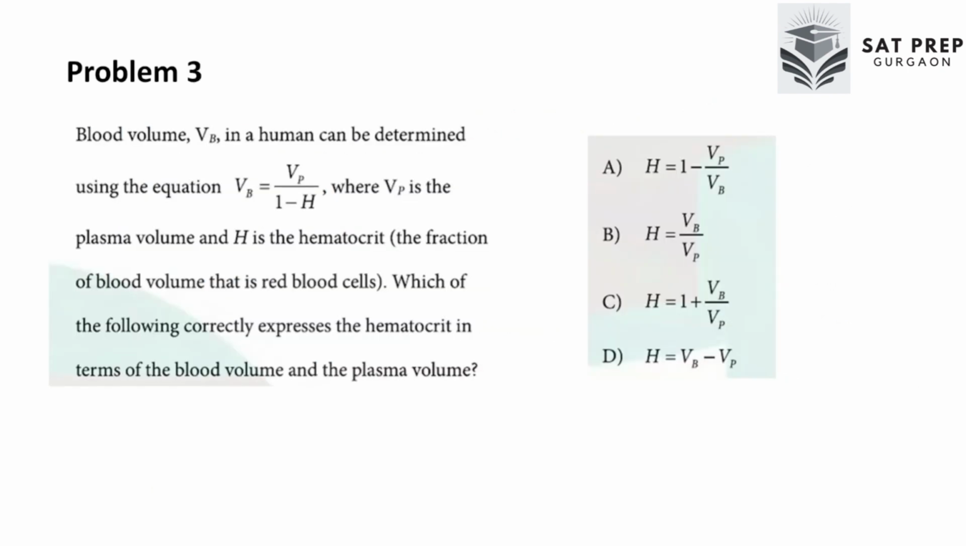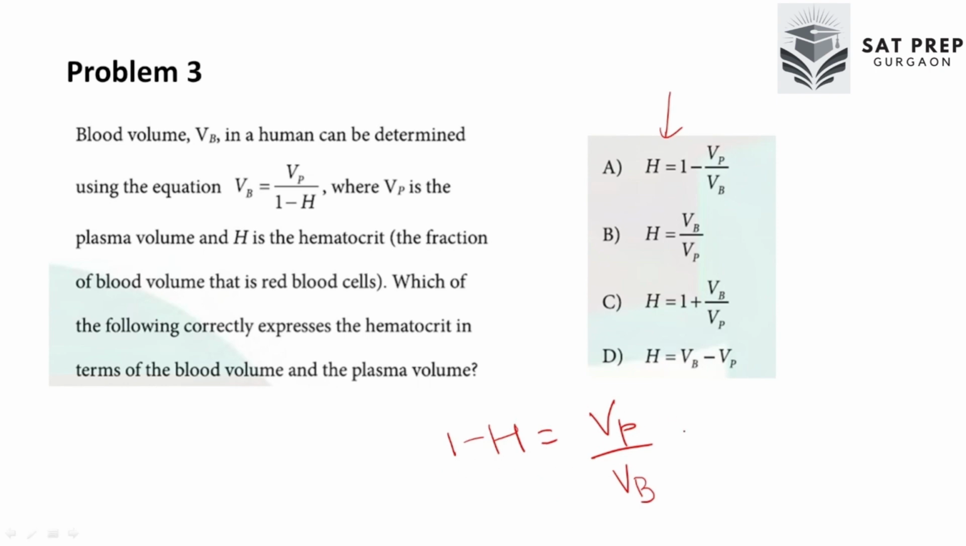Let's do a couple of more questions on this topic. Problem 3 states blood volume has something that can be determined, but again, all we are concerned with is finding what is H in terms of the other two things, VB and VP, right? Just notice that everything here has H on the left side. So let's start bringing H on the left side. If we take this whole denominator up, this becomes VP and we bring VB down. Okay, so 1 minus H is VP by VB.